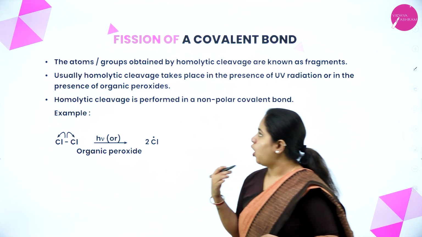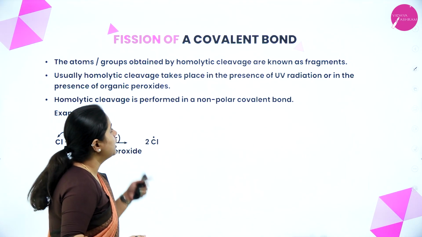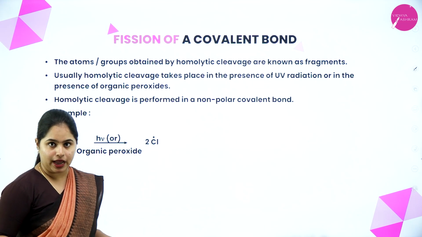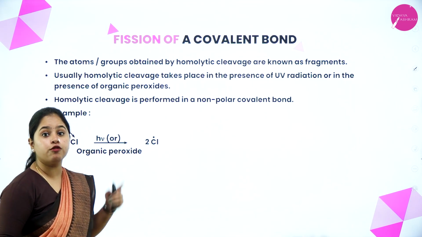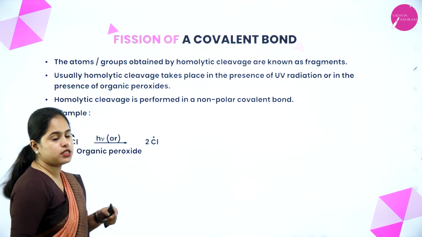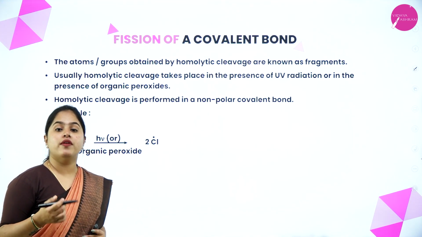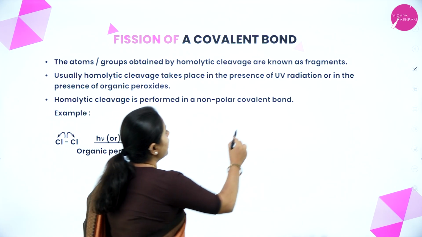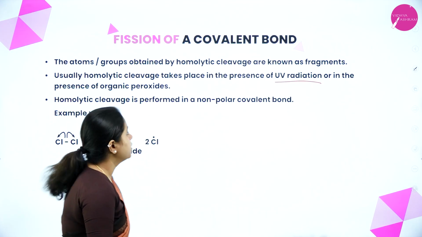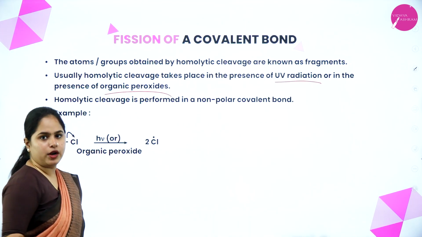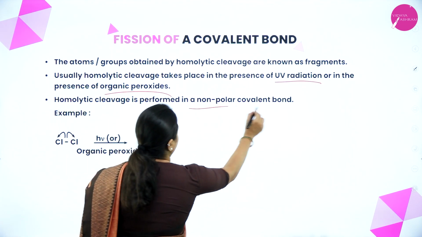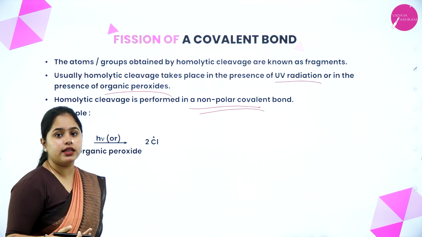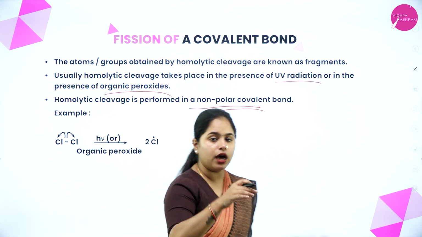Now the atoms or groups obtained by the homolytic cleavage are known as fragments, and usually homolytic cleavage takes place in the presence of UV radiation or in the presence of organic peroxides. So when does this homolytic cleavage take place? Either in the presence of UV radiation or in the presence of organic peroxide. Now, homolytic cleavage is performed in the non-polar covalent bond. It can happen only in the presence of a non-polar covalent bond.